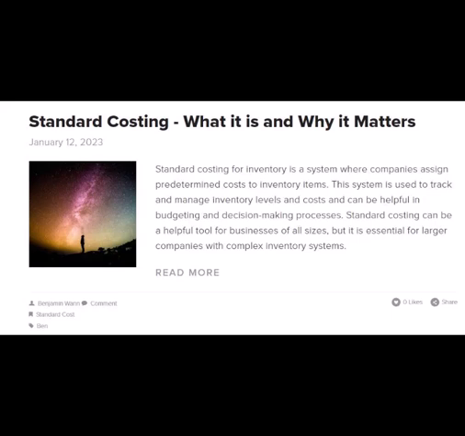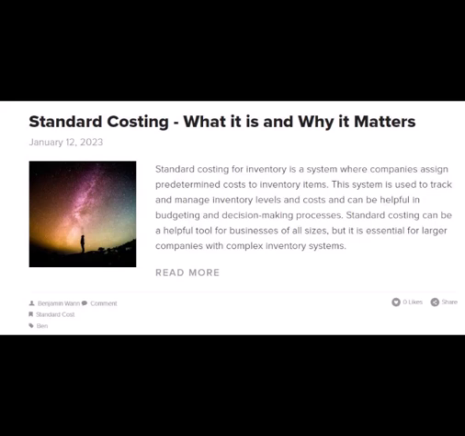2. Additionally, standard costing can be used to create budget projections and compare actual results against budgeted amounts. This allows businesses to identify areas where they are overspending and adjust accordingly. Standard costing is a valuable tool that can help businesses save money and improve their bottom line.